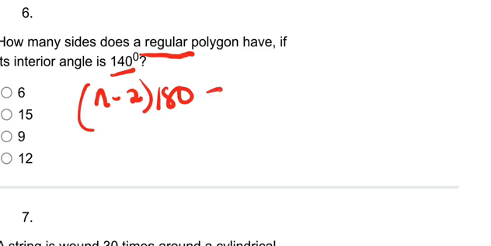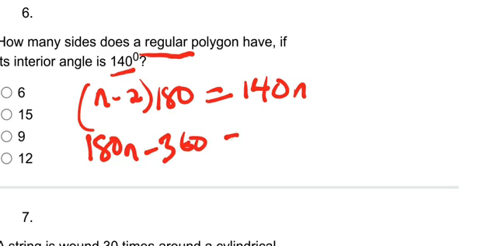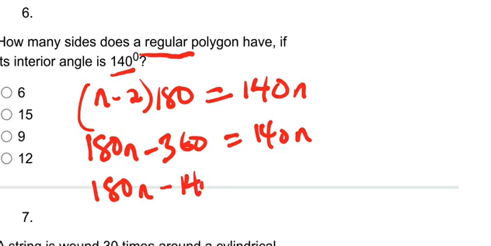180 degrees must be equal to 140, which is each angle. So multiply by the number of sides that we have there. That means 140 multiplied by n. That is 140n. So we are looking for n, which is the number of sides. Opening this bracket now, we have 180n minus 360 degrees equals 140n. We collect like terms: 180n minus 140n equals 360 degrees.